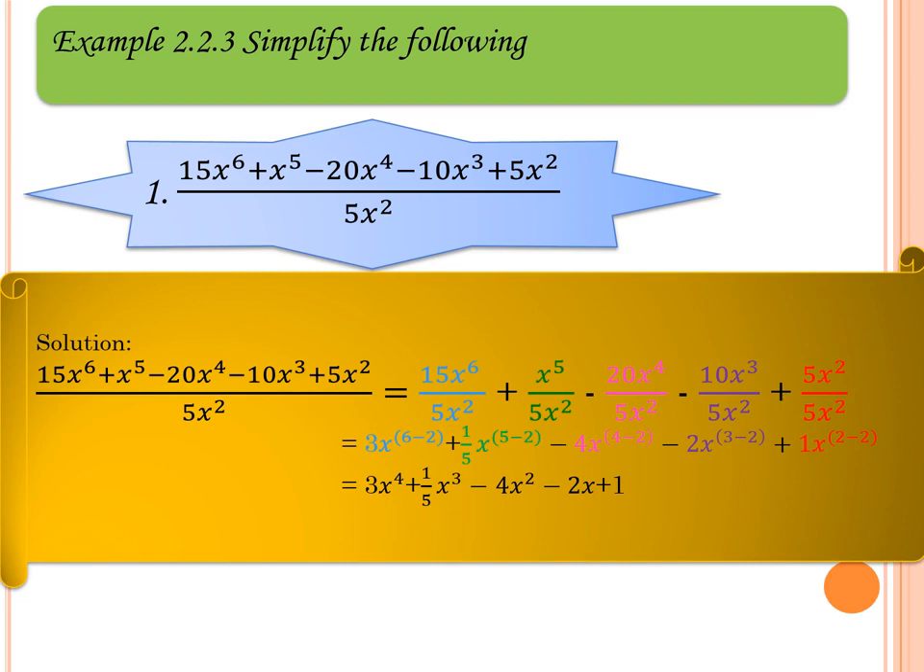So we'll just have 3x to the power of 4, since 6 minus 2 is equal to 4, plus 1 over 5x cubed, since 5 minus 2 is equal to 3, negative 4x squared, since 4 minus 2 is equal to 2, and minus 2x, since 3 minus 2 is just equal to 1, plus 1, since again the division of like terms are just equal to 1.